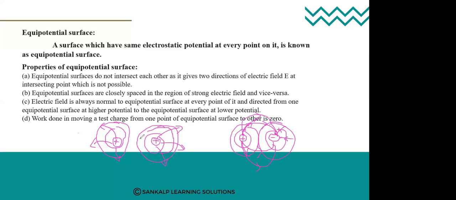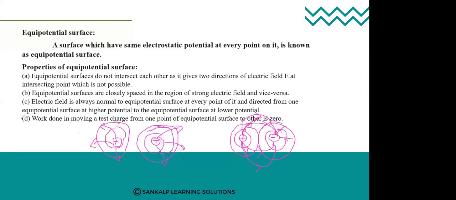When you have the two unlike charges, this is forming the strong electric field. So when there is a strong electric field, equipotential surfaces are closely spaced. When you have the weak electric field, equipotential surfaces are away from that. Compared to the first one, this is away. Understood? Second point, hope it is clear.